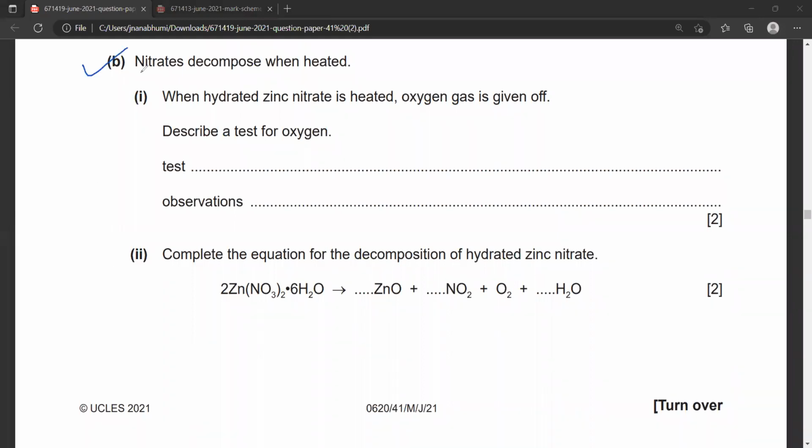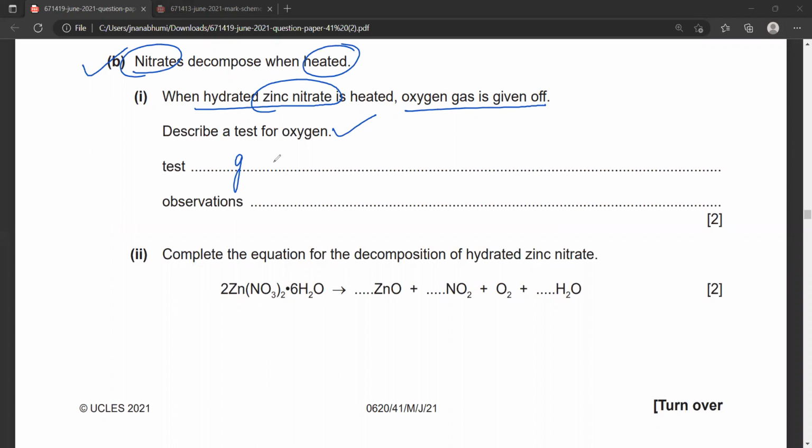Next question: nitrates decompose on heating. So when zinc nitrate is heated, oxygen is given off. Right. Write the test for oxygen. So here we use, right, what we use, a glowing splint.